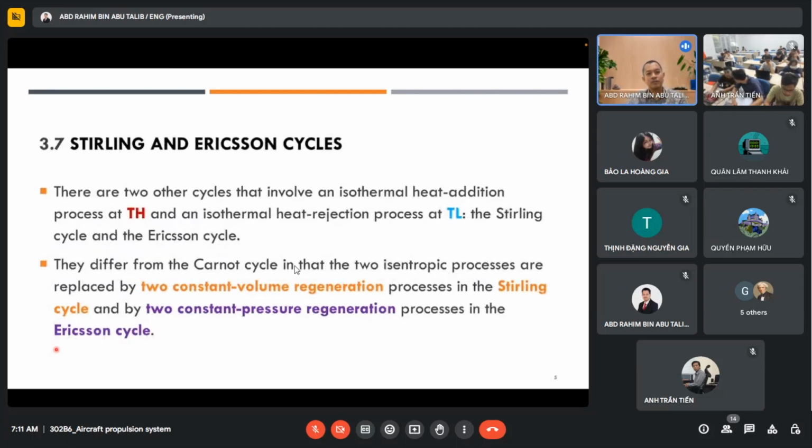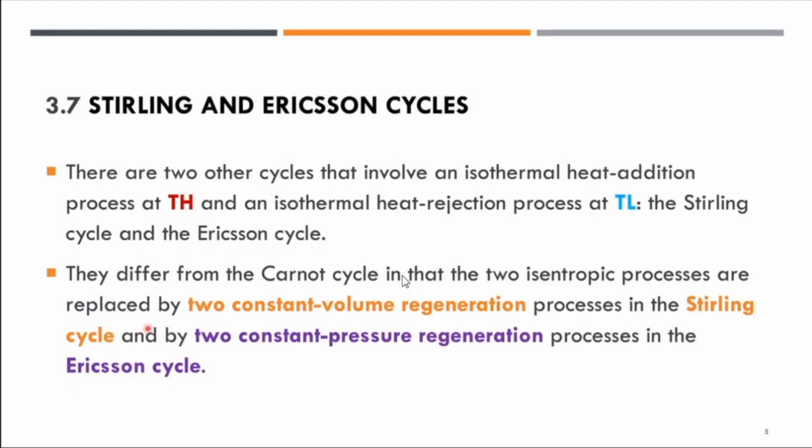Right. With regard to Stirling and Ericsson cycles, there are two other cycles apart from the Diesel and the Otto cycle that involve an isothermal heat addition process at the high temperature TH, where the heat is being added into the system, and an isothermal heat rejection process at TL, where the heat is being rejected from the system at the low temperature TL. The Stirling cycle and Ericsson cycle.